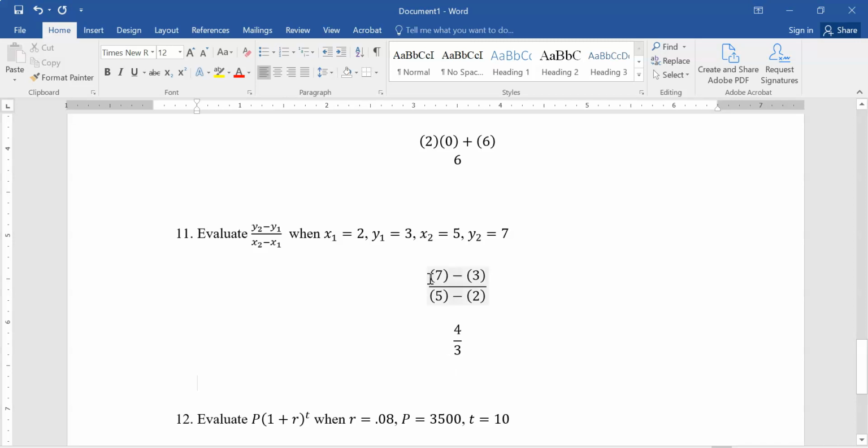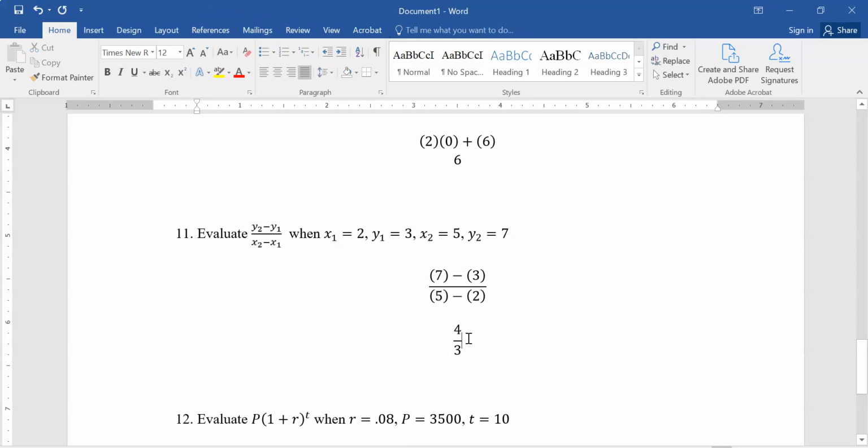You always simplify the top, simplify the bottom, and then do your division. The reason for that is that this separator of a fraction isn't just a divide sign. It's a divide sign plus a separation of a top piece, specifically the 7 minus 3, and the bottom piece, specifically the 5 minus 2.